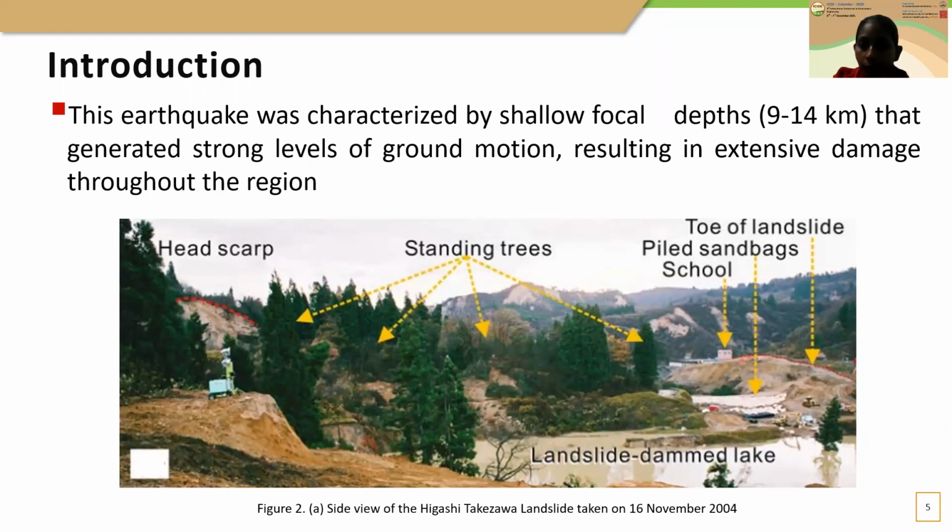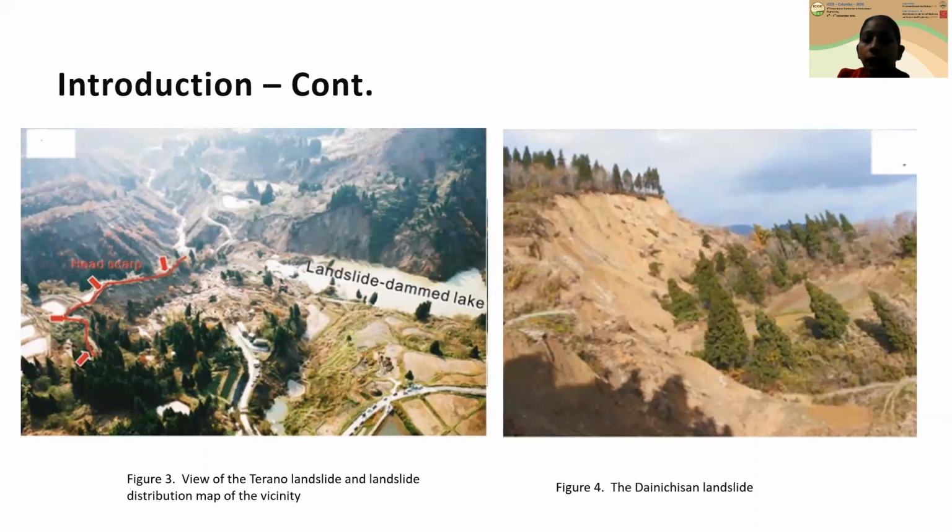Despite the moderate size of the earthquake, more than 5,000 landslides occurred around this central area. Here in this figure, you can see one of the most destructive landslides, called the Higashitakisawa landslide, and also in the next slide, in figures 3 and 4, you can see two other most destructive landslides, which are called the Terrano landslide and the Dainichi landslide. The largest landslide in area and volume triggered by the earthquake was the Dainichi landslide.